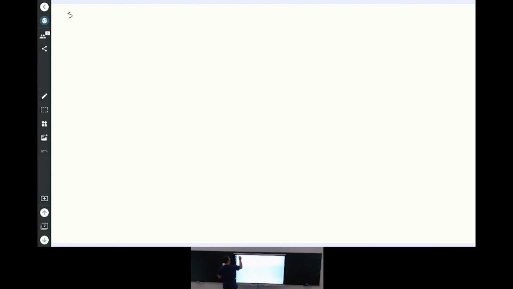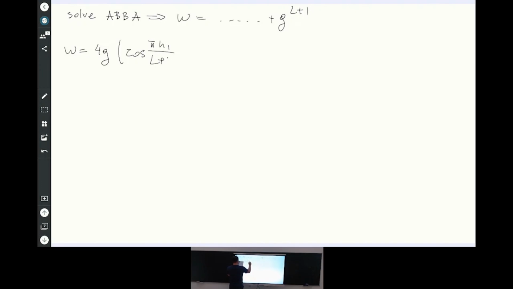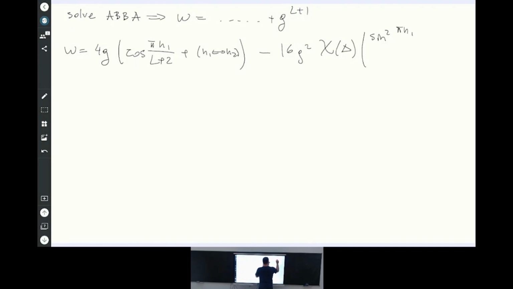Right, so now, if we solve the ABA, then in principle you can get the expansion of omega up to g to the power L plus 1. And just to give you some example, actually what you get is the following. For the first two terms, you can write on the blackboard easily. So for general L, the general states, like that, plus n1 interchanged with n2. So you see the linear term in g appearing, minus 16 g squared. So this chi, I remind you, is the Pomeron eigenvalue. And then you have sine squared pi n1 over L plus 2, over L plus 2, plus n1 interchanged with n2.